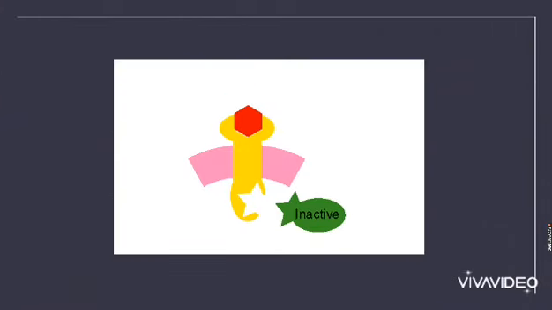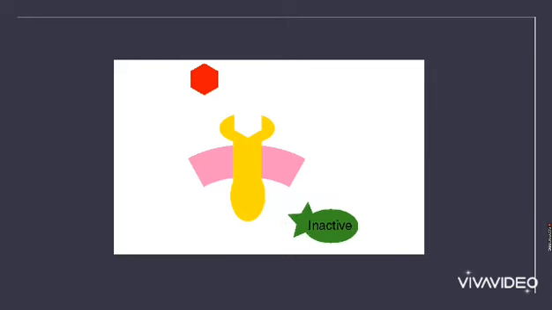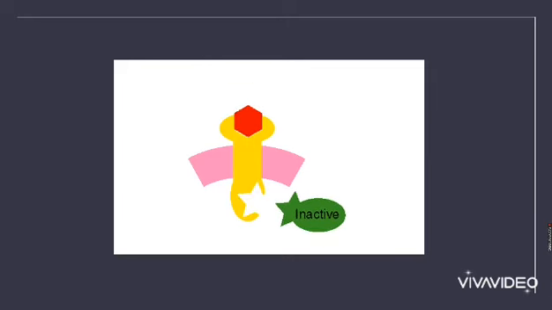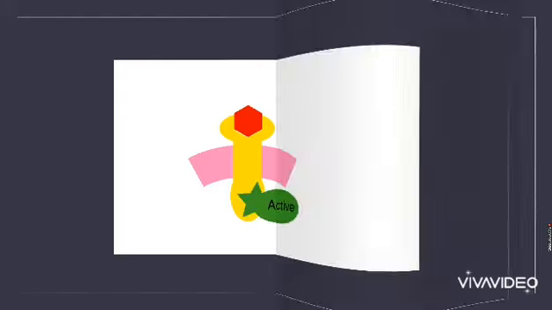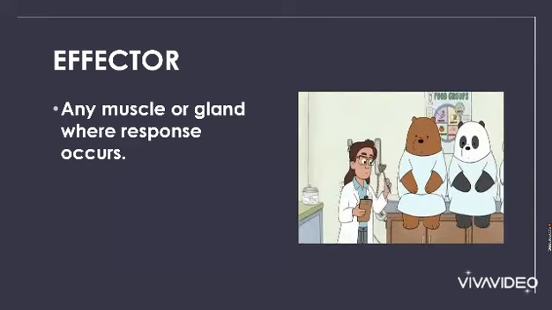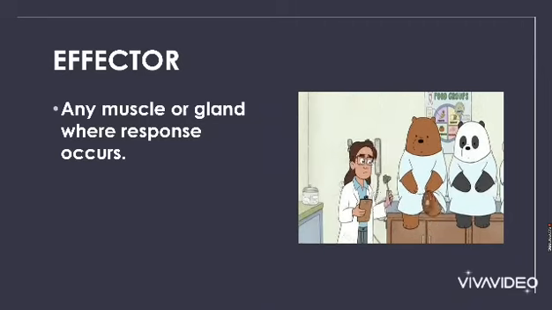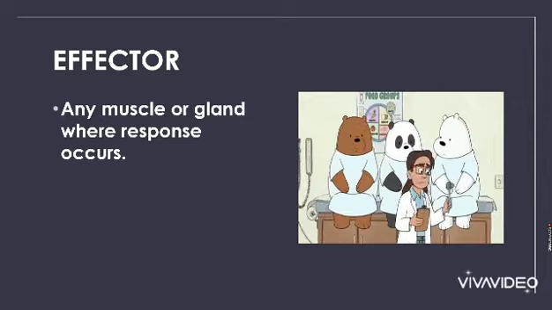There is a picture which clearly shows how a receptor receives the stimulus. Then an effector. An effector is a muscle or gland where the response occurs. You can see there are three pandas responding, and the impulse is traveling through their brain, and they are responding to the hammer.